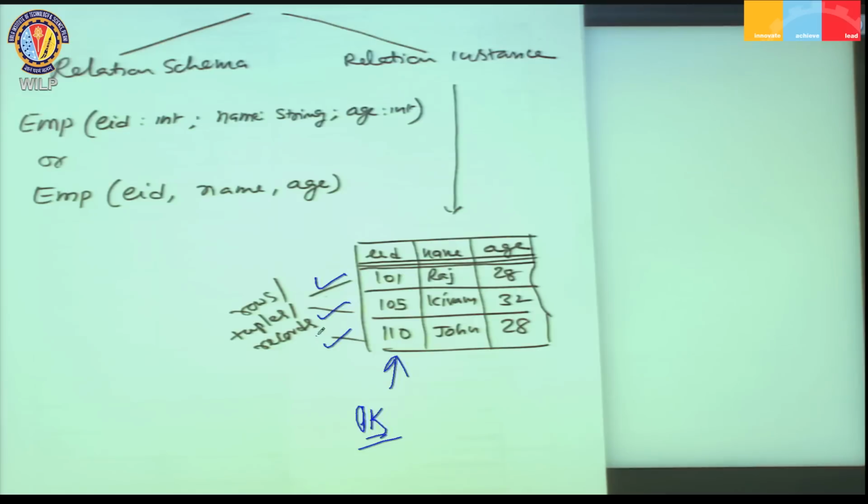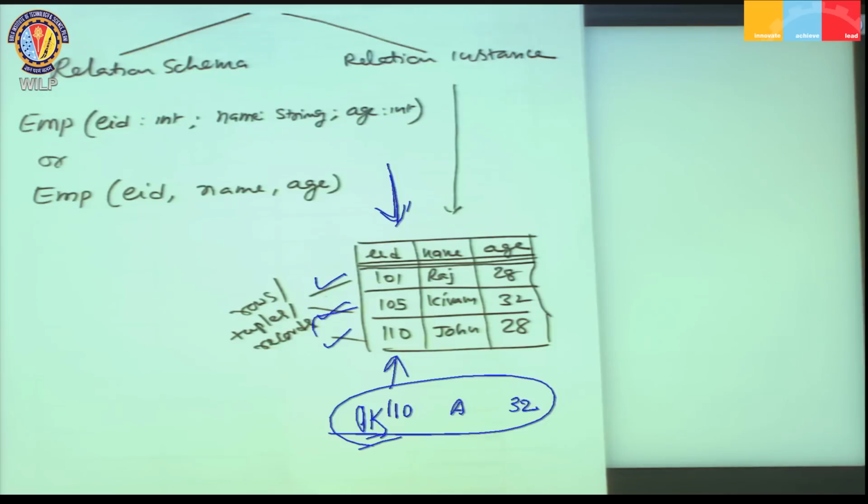That means if you take any 2 rows, the value under the column EID will definitely not be the same for any 2 rows. Suppose if I am inserting a 4th row for the relation instance for employee, then if I try to insert 110, some name A and then age 32, this gives an error because I am violating the primary key constraint that has been specified on the relation, and according to this it clearly says that no two tuples or rows can have same value under the column which has been specified as the primary key. That is the first entity level constraint we can specify.